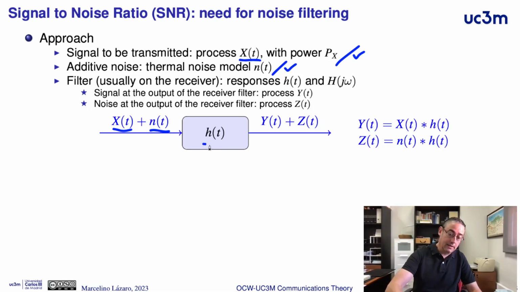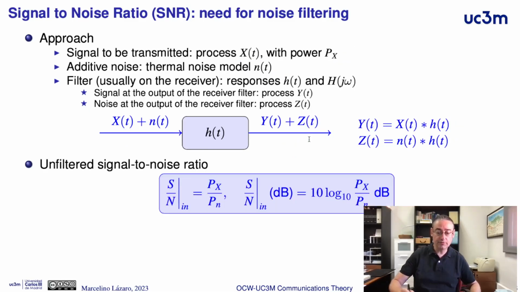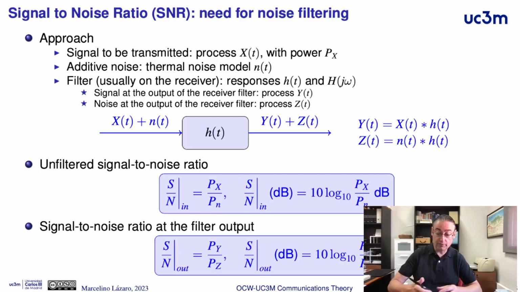Then at the receiver we have a filter, and y of t is the output of the filter for the signal, for x, and z of t is the output of the filter for the noise, the filtered noise. And we'll compute the signal-to-noise ratio here and here. At the input of the filter, basically we have the ratio between the power of x and the power of the thermal noise. And at the output of the filter, we will have the ratio between the power of the filtered signal y and the power of the filtered noise z.